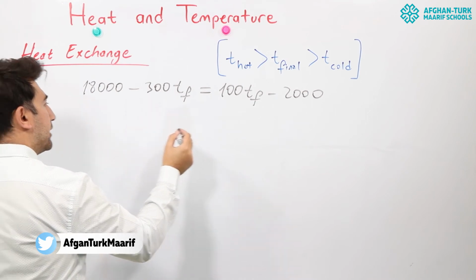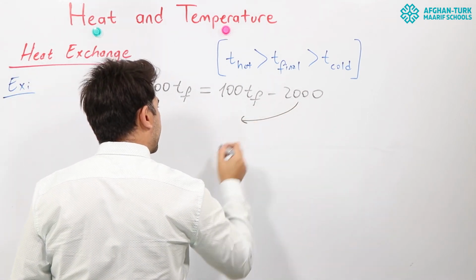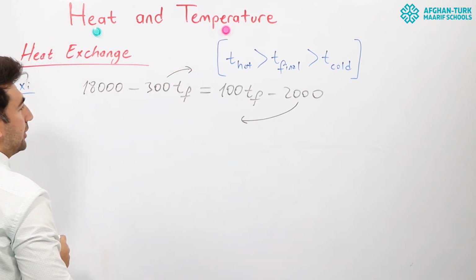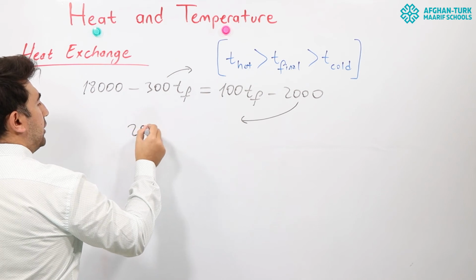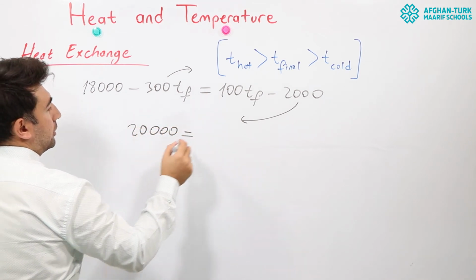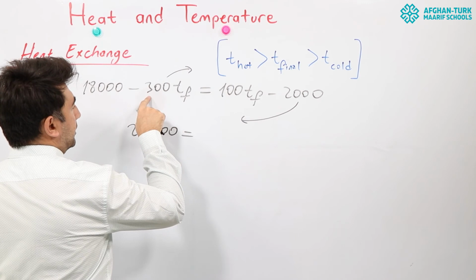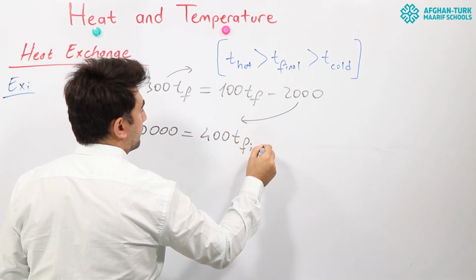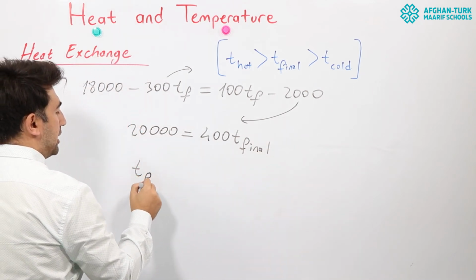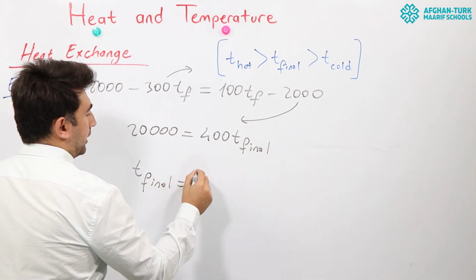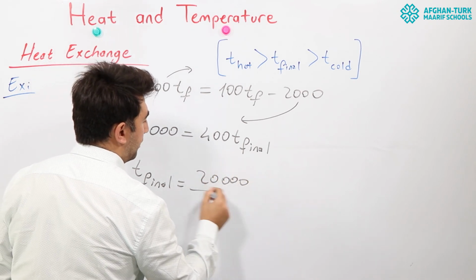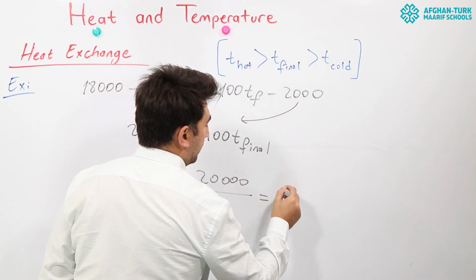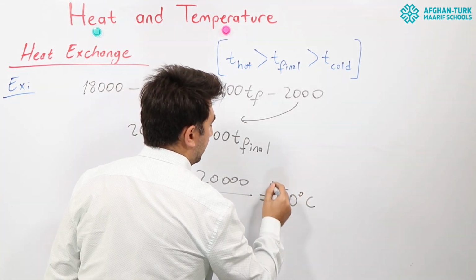If I send this minus 2,000 to the other side and send the T final to the other side, I will have 20,000 equal to 100 plus 300, 400 T final. And T final will be equal to 20,000 divided by 400, and that's equal to 50 degrees Celsius.